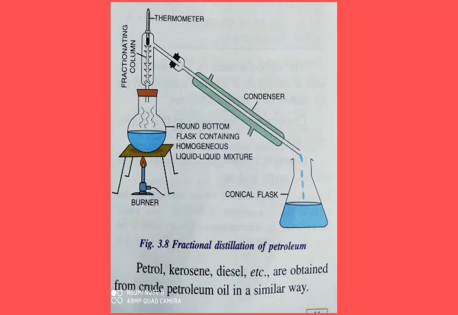Alcohol boils at a lower temperature than water. The vapors of alcohol are collected and cooled while water is left behind in the flask. For the separation of components, a fractionating column is fixed over the distilling flask, so that if water vapors move up along with alcohol, they condense and come back to the flask. Petrol, kerosene, diesel, etc. are obtained from crude petroleum oil in a similar way.